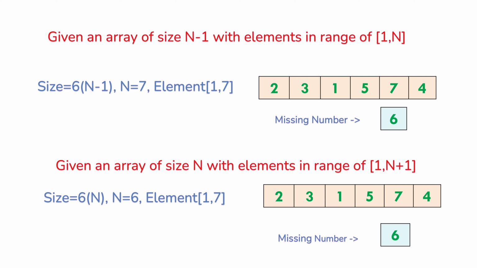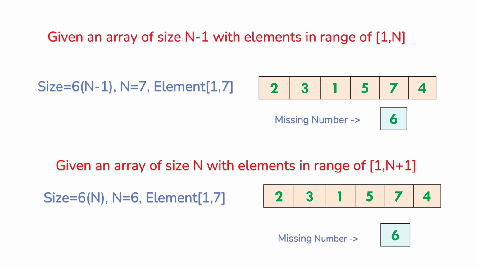Given an array of size n with elements in the range of 1 to n plus 1. So अगर size array का यहाँ पर 6 है and if we compare with size n given in question, then if value of n is 6, then element will be from 1 to n plus 1, that is 1 to 7. So in both the cases, if you will see that the way of writing the question is different but the problem is same.